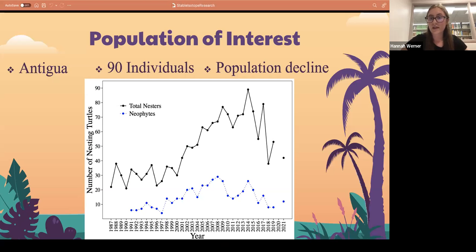So looking at our population of interest, again, we focused on Antigua, that Jumbie Bay region. We had 90 individuals. They were all nesting turtles that we sampled from. We took multiple samples from these individuals, then sent them out for analysis.